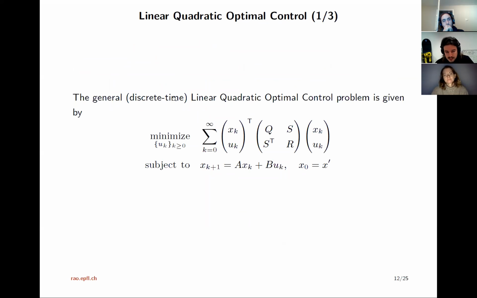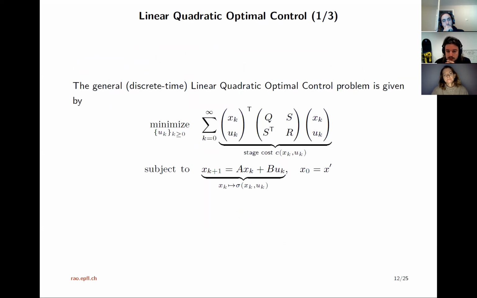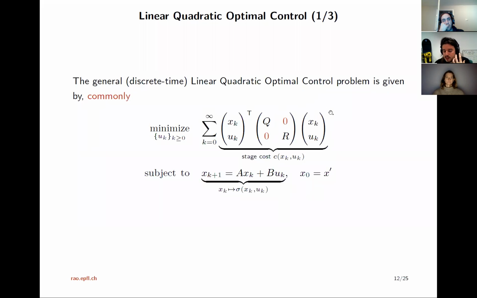So we look at the simplest case, a deterministic discrete-time problem with an infinite horizon. We call this the stage cost, which is in this case quadratic, hence the name. And we have linear dynamics, where we sometimes use this sigma to describe the forced time-one map. Now this is the most general form, but if you look at the literature, in any book, I would say 99% of the time people remove this S matrix and just look at what they call the diagonal form.